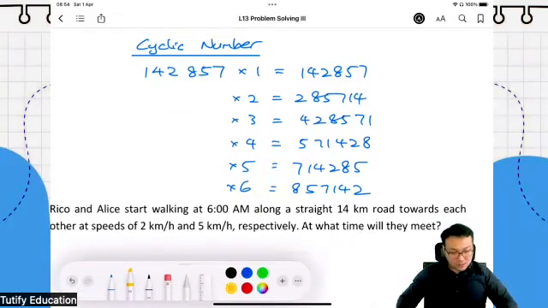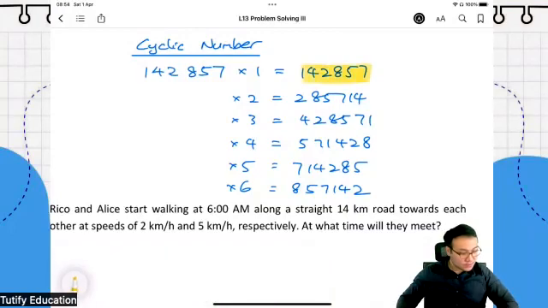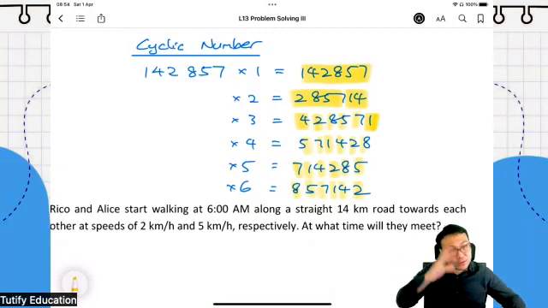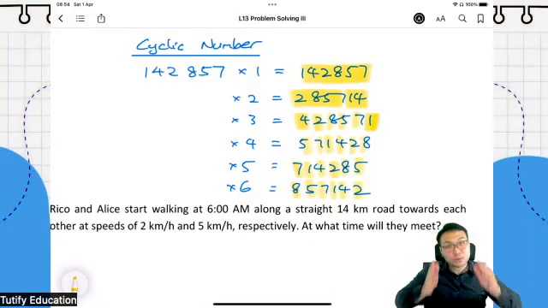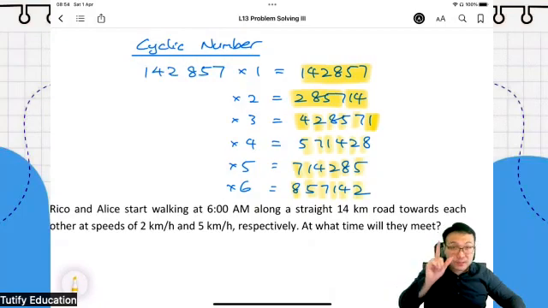You notice, right? 142,857. 142,857. Can you see that it keeps on repeating in a cycle? And that is why we call it a cyclic number. If you multiply by 7, it will not work.